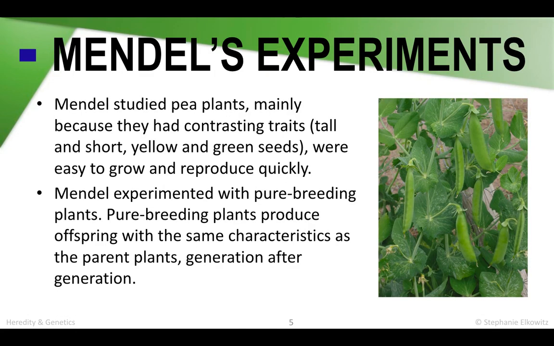So his experiments, he actually studied pea plants, mainly because they had contrasting traits. This just means that the traits are opposite, right? If some plants are very tall and some are short, it's not just everything in between. Or they are either green seeds or yellow seeds. You don't have a whole bunch of different colors. Those are the only two options. It also says that they were really easy to grow and they reproduce really quickly.